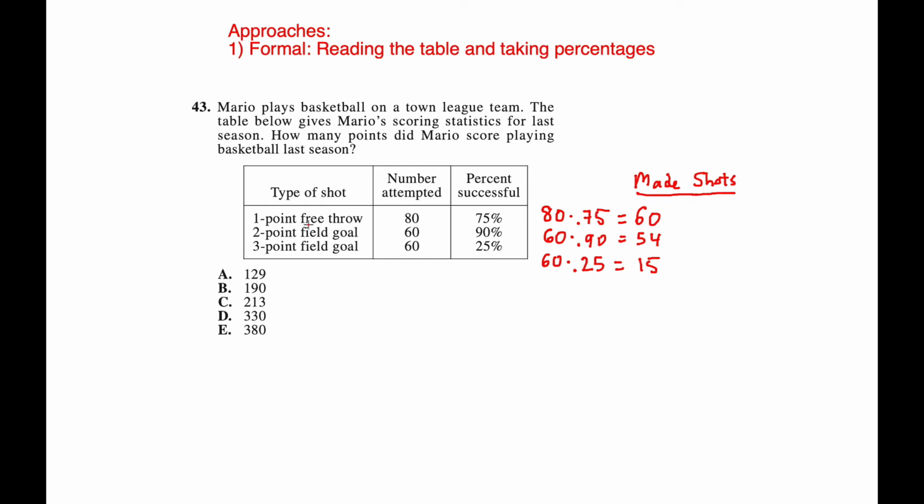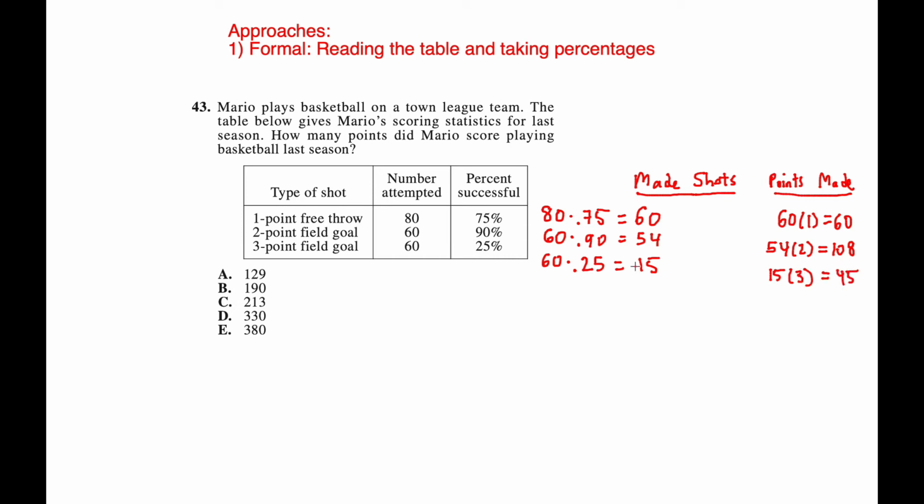We can now calculate the number of points he's actually getting from these shots. For the 1-point shots, he's getting 1 point from each of these. So I'll write another column over here, points made. For these 60 made shots, he made 1 point for each of those, so this is just 60 times 1, which is 60. Similarly for the 2-point shots, he made 54 of those, so 54 times 2 gives us 108. And finally for the 3-point shots, he made 15 of those, so 15 times 3 is 45.